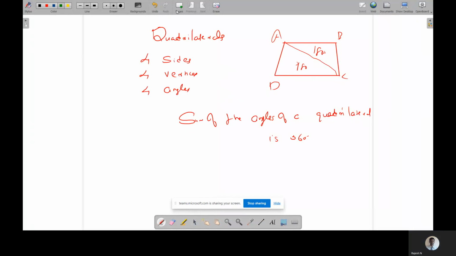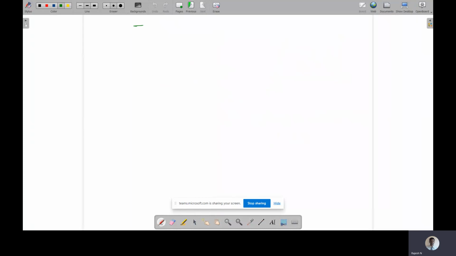Now, different types of quadrilateral. The first one is the trapezium. What is a trapezium? A trapezium is a closed, four-sided figure in which one pair of sides is parallel. The other two sides are non-parallel. This is called a trapezium. A trapezium is a four-sided figure in which one pair of opposite sides is parallel, and the other pair is not parallel.